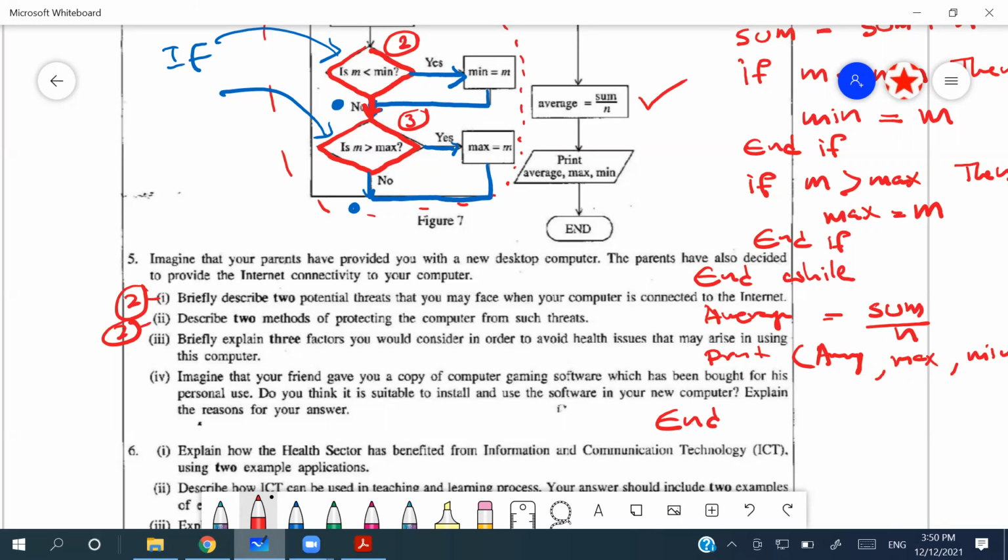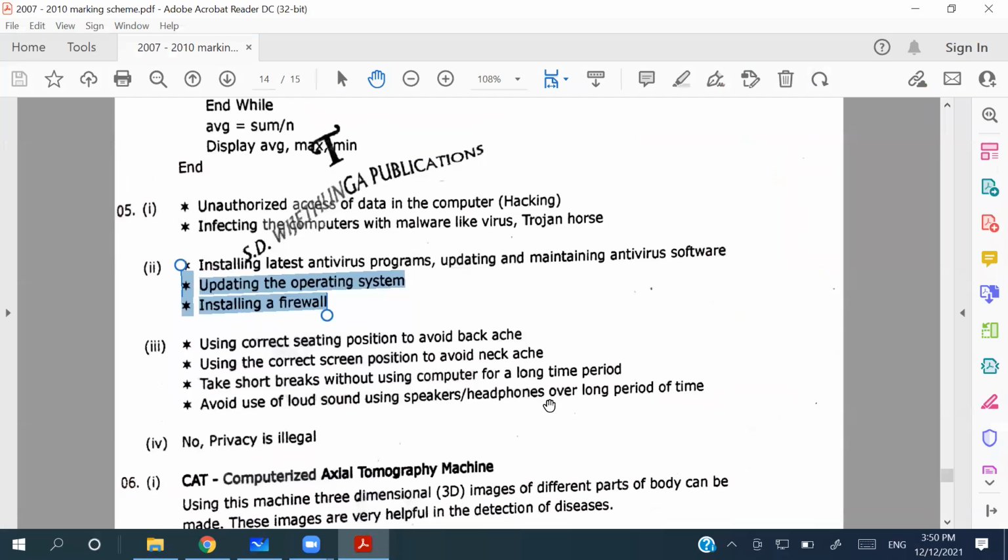So the marking scheme says using correct sitting position to avoid backaches, using the correct screen position to avoid neck aches, take short breaks without using the computer for a long time period, avoid use of loud sounds using speakers, headphones over a long period of time. So you can take those things.